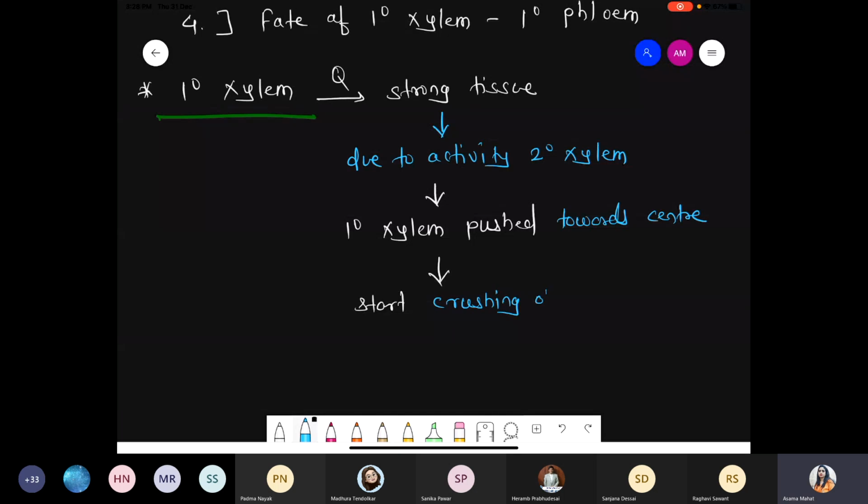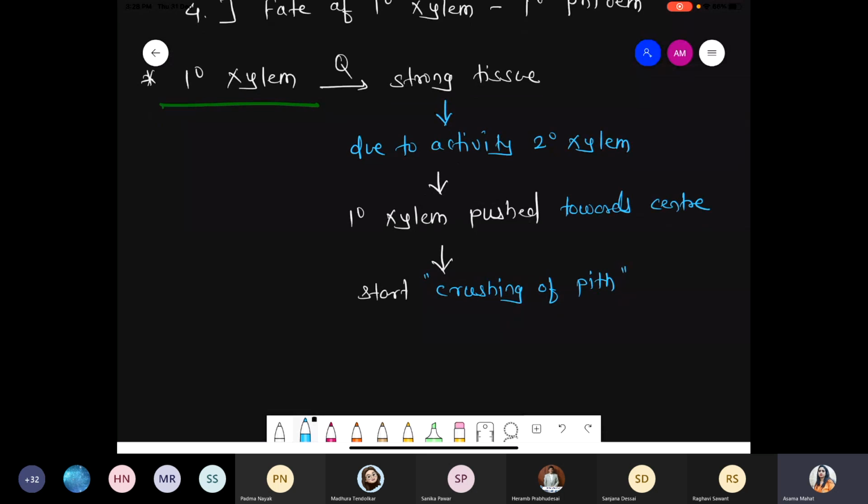crushing of pith cells. Crushing of pith. And why? Because you know very well, pith cells are basically parenchymatous in nature. They have a thin cell wall, and their major function is storage of food. So as compared to xylem, they are quite delicate and soft, so obviously they will get crushed.